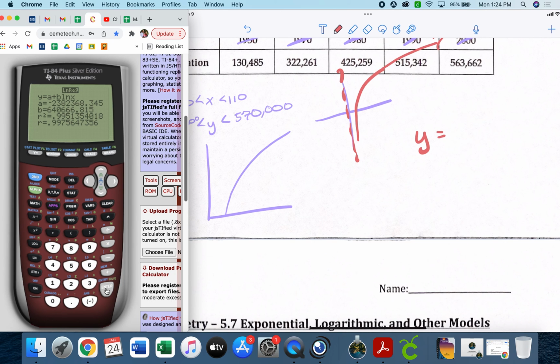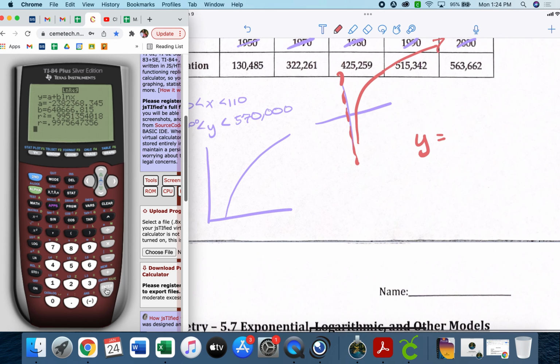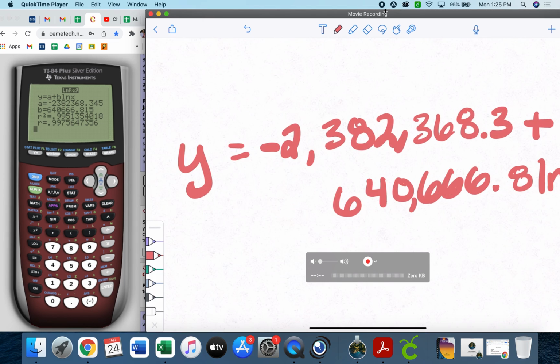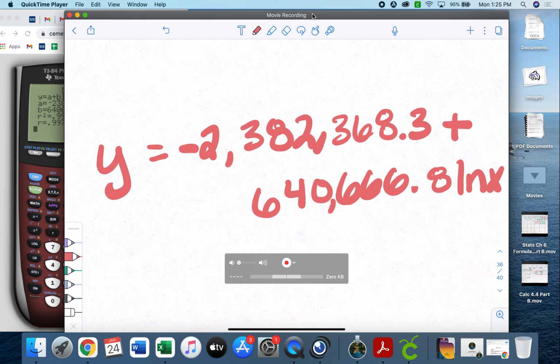Where a is a huge number, negative 2,382,368.3, plus b, which is 6.8 something, times ln x. Okay? All right, so that's my equation. I should have put it all in one line, but I didn't realize those numbers were going to be so big. So that negative number plus that number times ln of x, that's what our equation is.